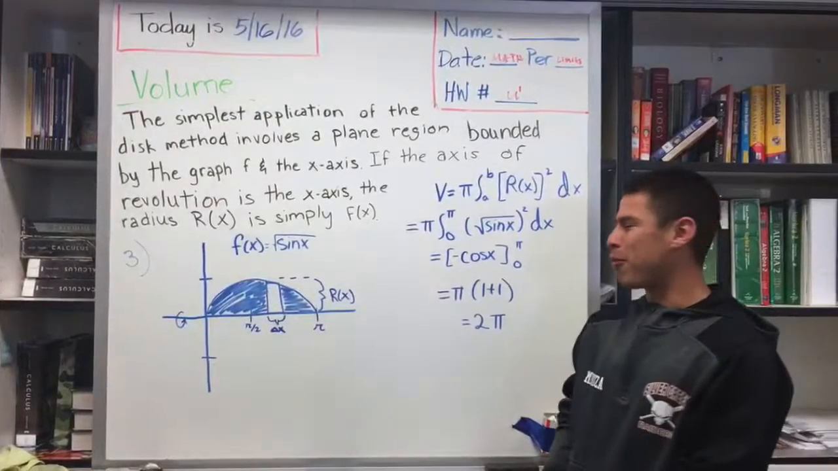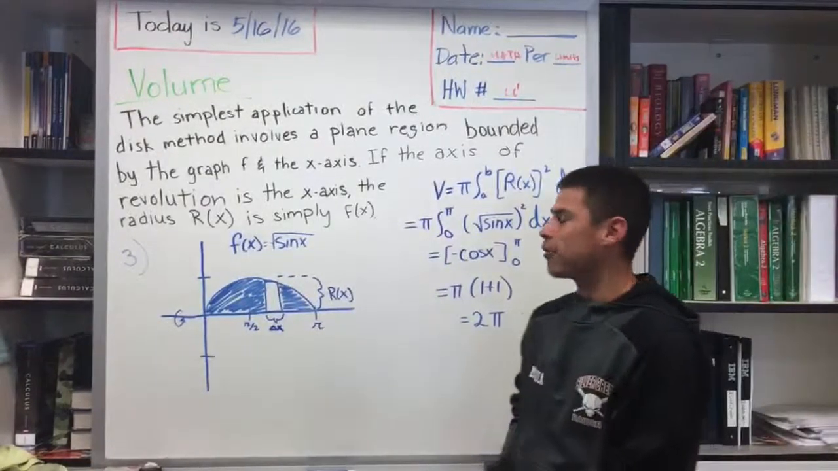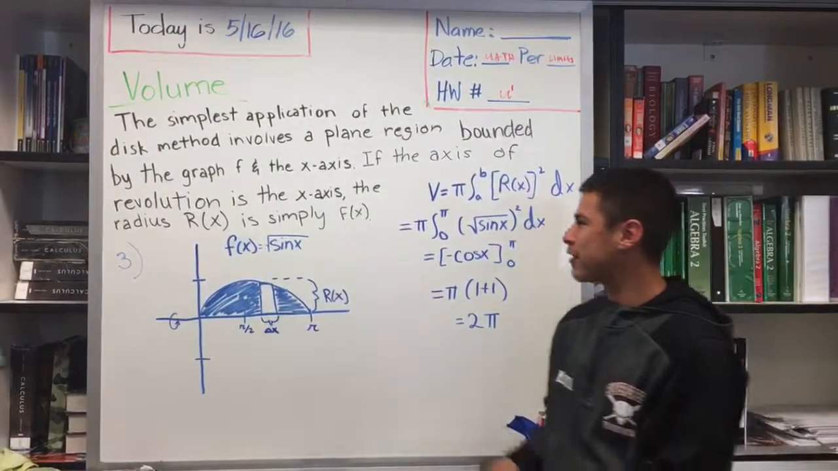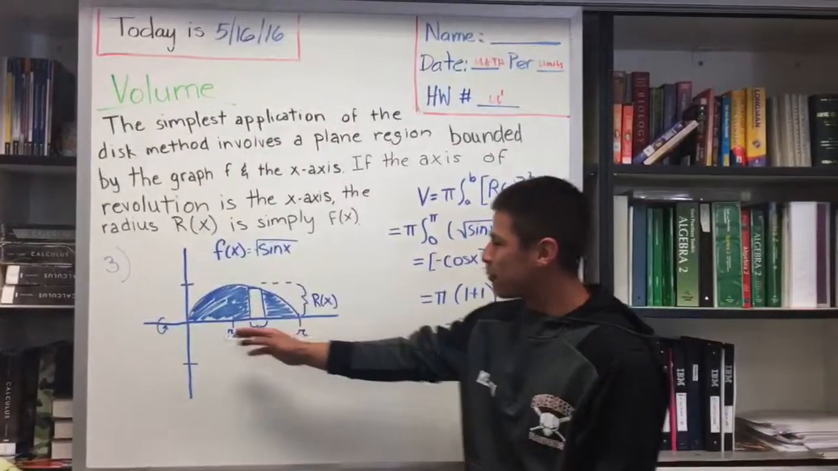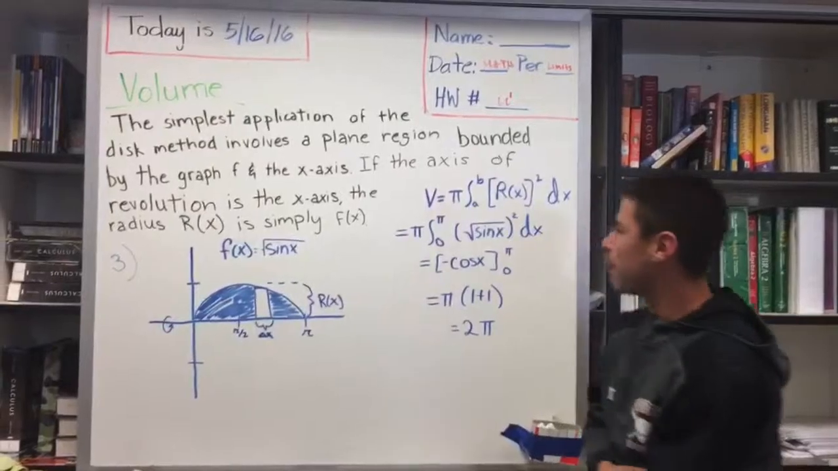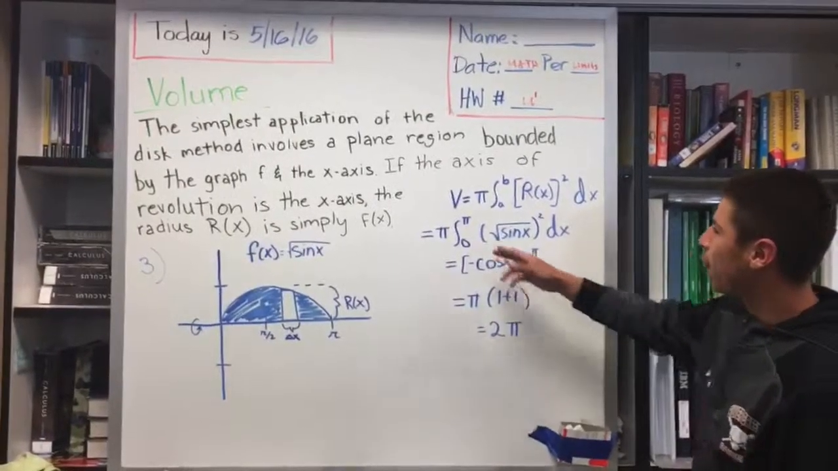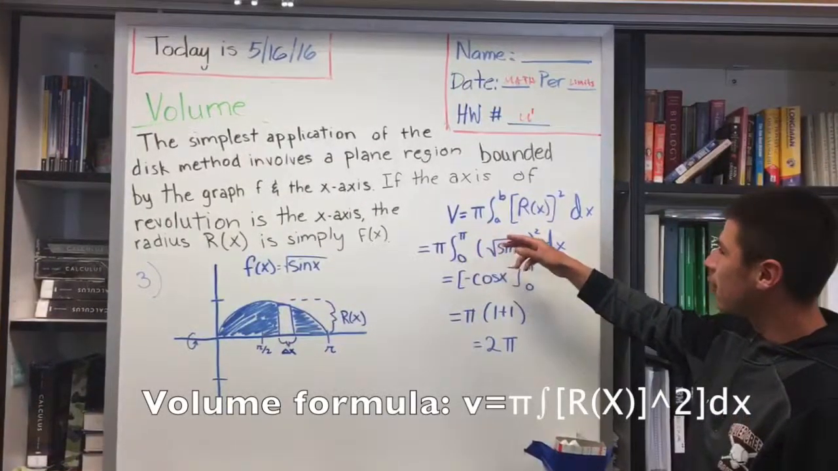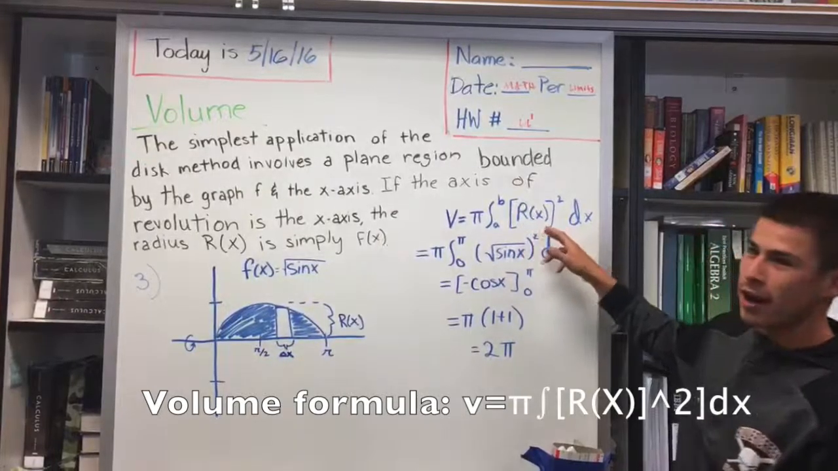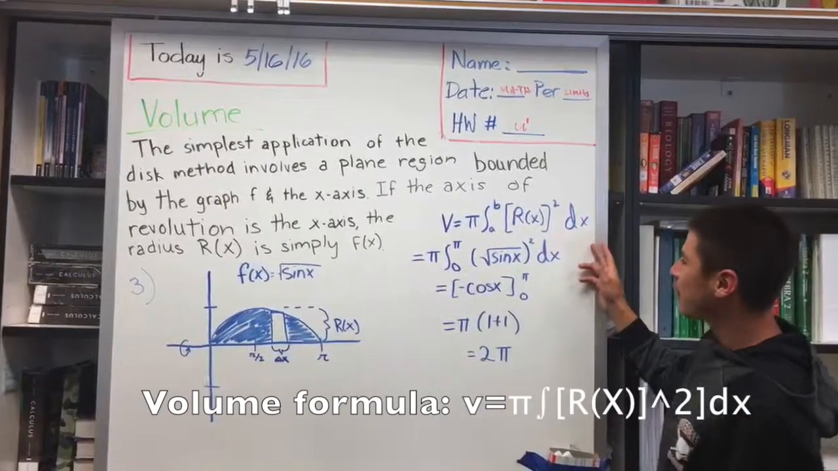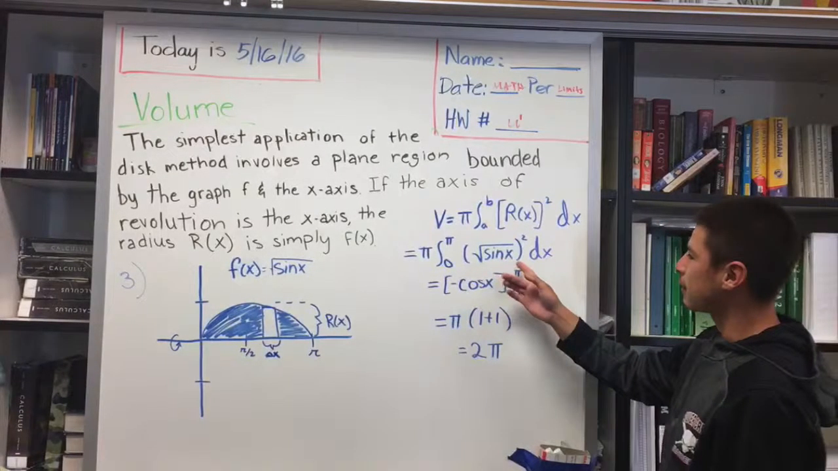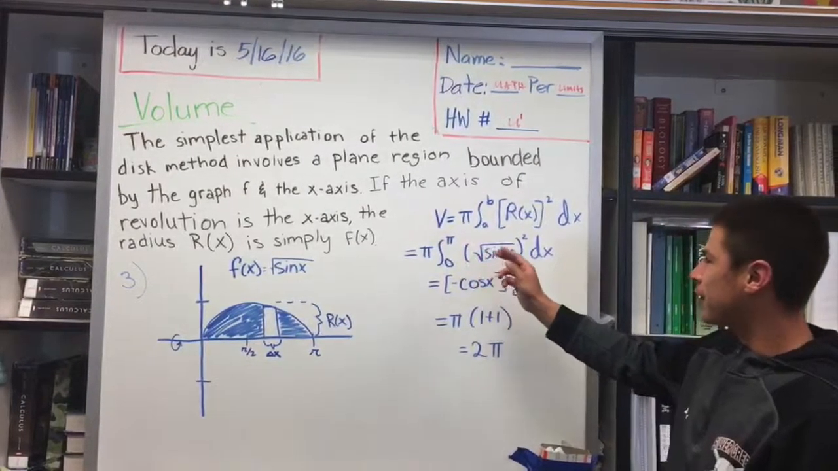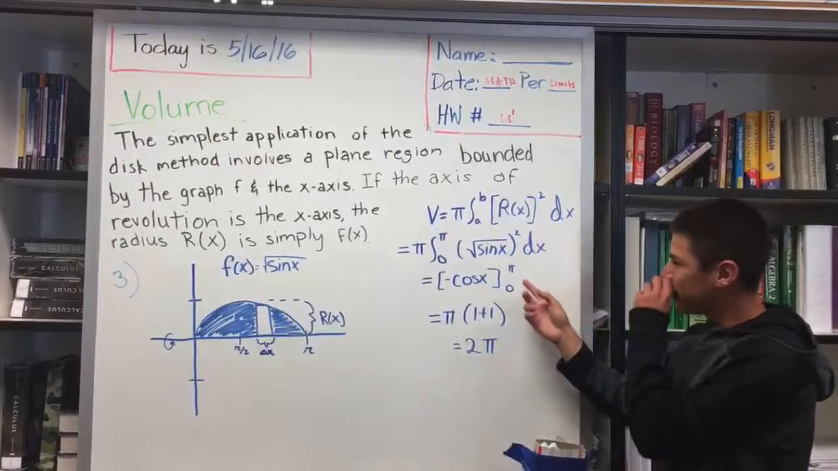So for the problem today, we're going to be finding the volume of the solid from the graph of root sine x and the x-axis between the interval from 0 to pi. For the basic formula, volume is pi times the integral from a to b of R of x squared dx. For our problem, R of x represents root sine x, from the interval 0 to pi, dx.